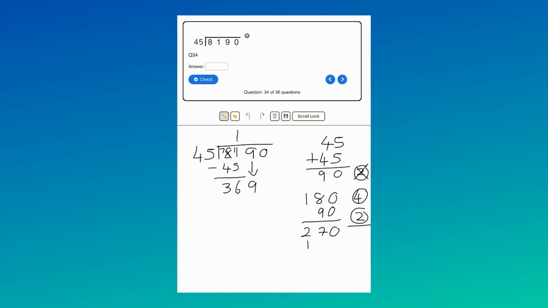Now that was my 6 blocks of 45. I'm crossing out the other blocks because I don't need them anymore because I've now worked out that 6 times 45 is 270. So can I add on another block of 2? Can I add on another lot of 90?